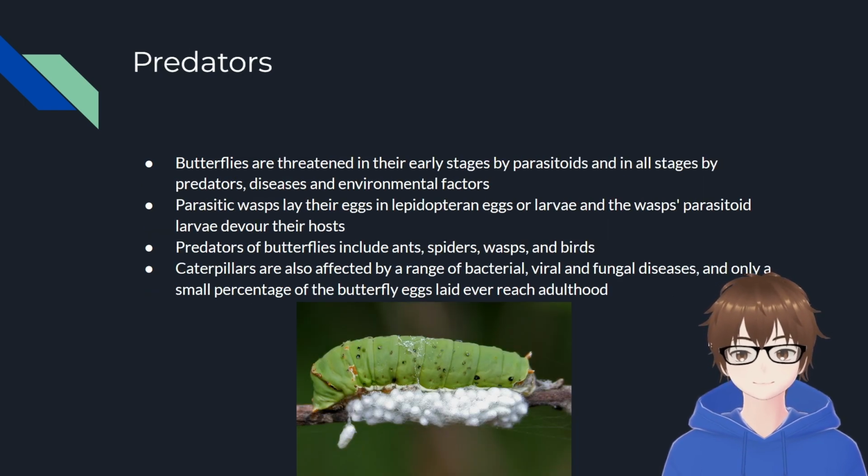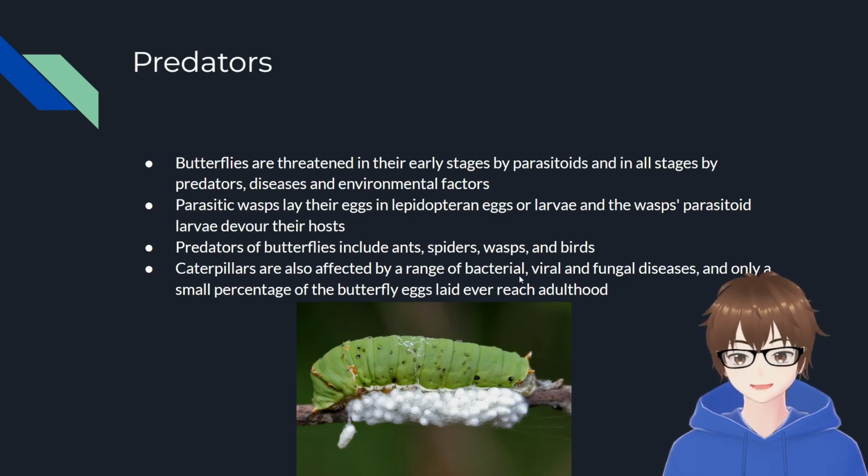So, butterflies and caterpillars, of course, all have their own predators. Butterflies are threatened in their early stages by parasitoids or parasites, and in all stages by predators, disease, and environmental factors. Parasitic wasps can lay their eggs inside the larvae or caterpillars, and then it will devour the host. That is a picture here I have. So this caterpillar is already dead. Then predators of butterflies include ants, spiders, wasps, and birds.